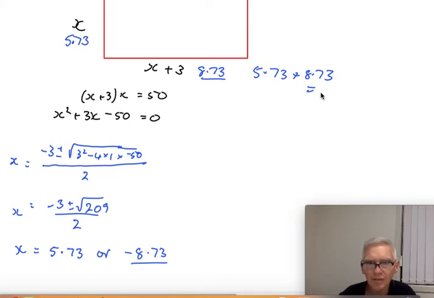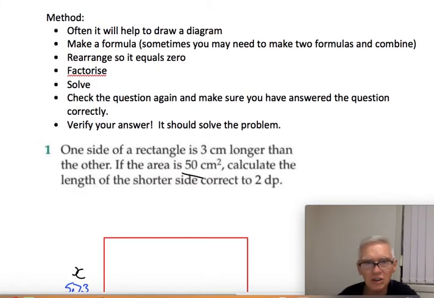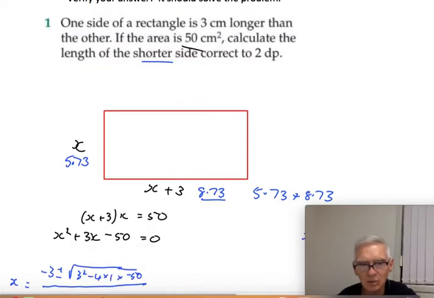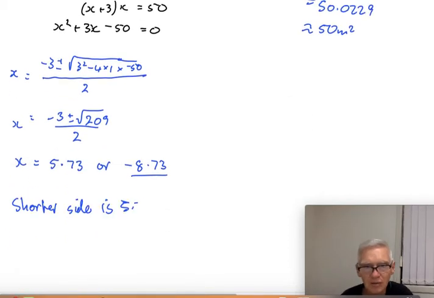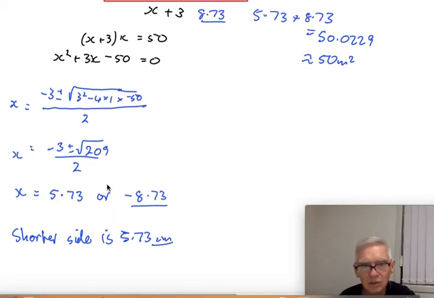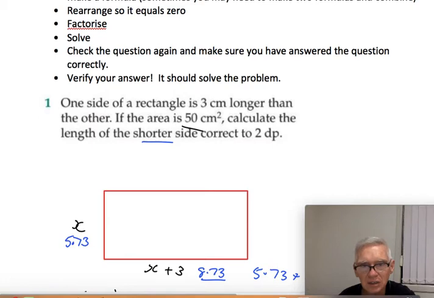That gives me 50.0229. Well, it only asked us to 2 decimal places, so that's about 50 meters squared. I know I've done it. Check, what does the question say? The question asks us to find the shorter side correct to 2 decimal places. Well, the shorter side is not 8.73, it's 5.73 centimeters, hopefully. So let's go back and check what was the question saying. It is in centimeters, yeah. Right, so that's that bit done.